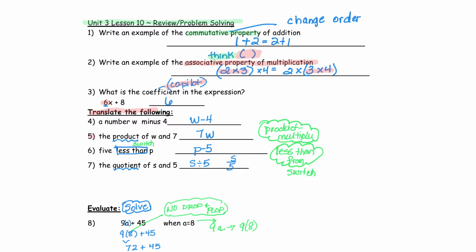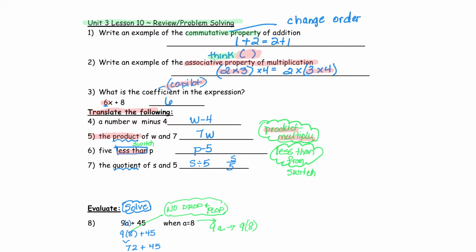Number 5 is a tricky one. The product of W and 7. 7W. When you see the word product, it means to multiply. And when we show multiplication in algebra, it's just the number next to the variable, the coefficient next to the variable.